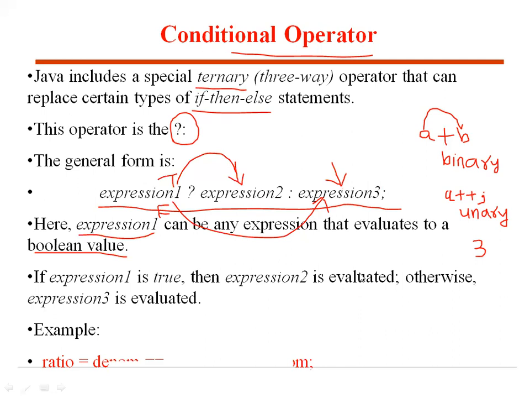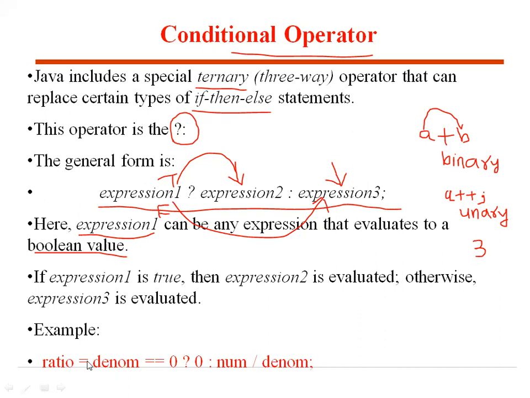Now a simple example of how we can write a statement using this conditional operator. Just see here: ratio is equal to denominator is equal to 0. Now this is our expression 1. Here we are checking whether the denominator value is equal to 0, so if this is true, then it goes to the first part, which is present before the colon.